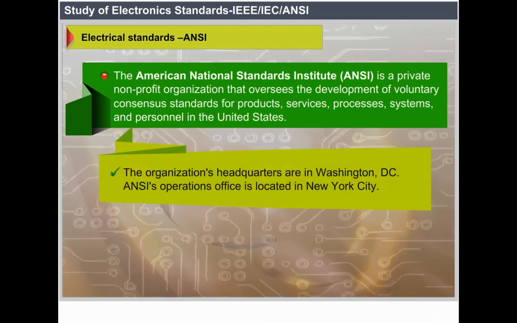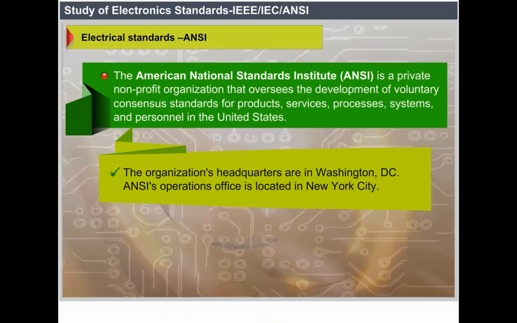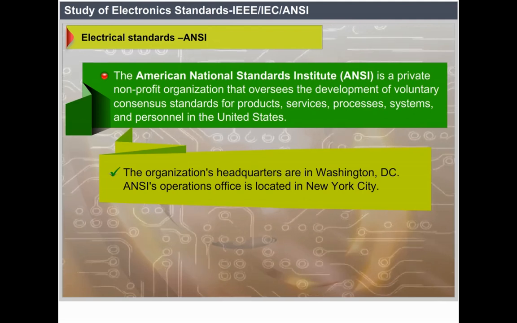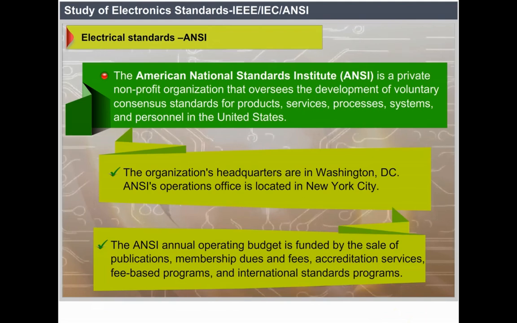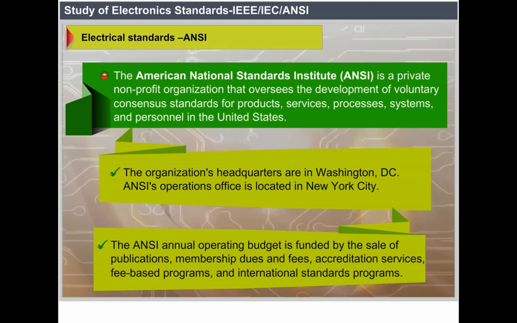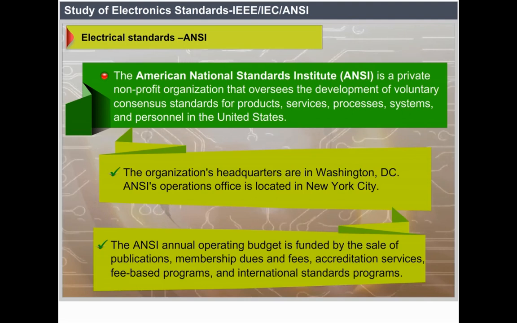The organization's headquarters are in Washington, D.C. ANSI Operations Office is located in New York City. The ANSI annual operating budget is funded by the sale of publications, membership dues and fees, accreditation services, fee-based programs, and international standards programs.